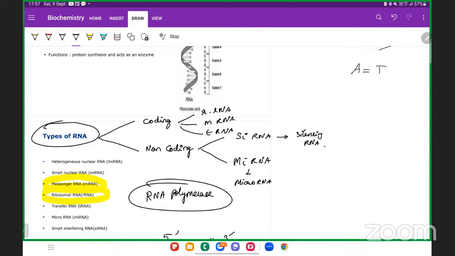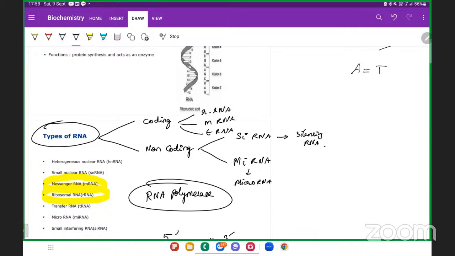So who are they? Number one, rRNA. Number two, mRNA. Number three, tRNA. What are these? rRNA stands for ribosomal RNA. What does tRNA stand for? Transfer RNA. What does mRNA stand for? Messenger RNA. Come on, repeat along with me. rRNA stands for ribosomal RNA, mRNA stands for messenger RNA, and tRNA stands for transfer RNA.